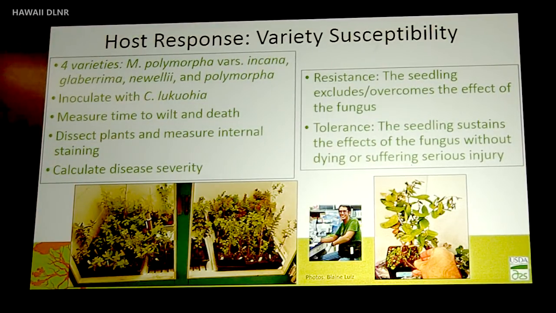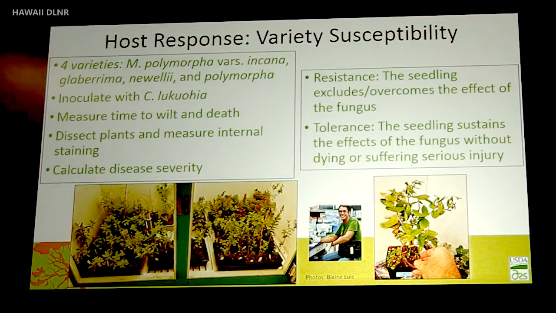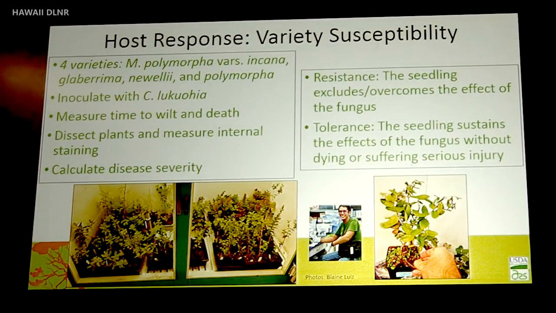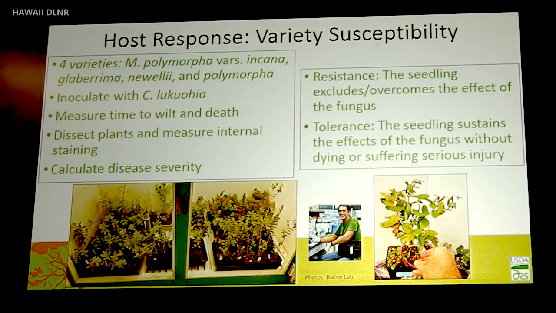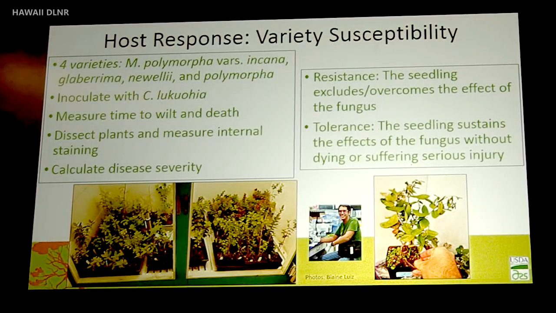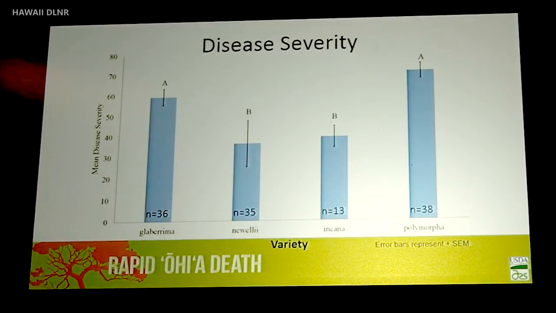And we're looking really for resistance, something that actually just excludes or overcomes the fungus. The fungus can try to attack, but with true resistance, the plant goes on happily living almost like the fungus wasn't there, okay? But tolerance is also important. So you can have fungal attack, but the tree actually doesn't die or suffers symptoms far less, okay?